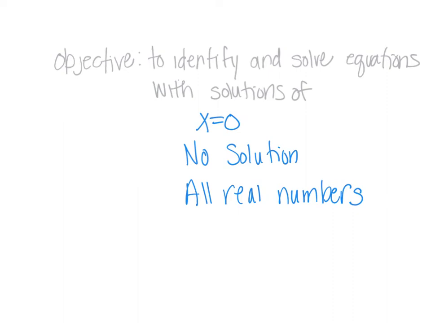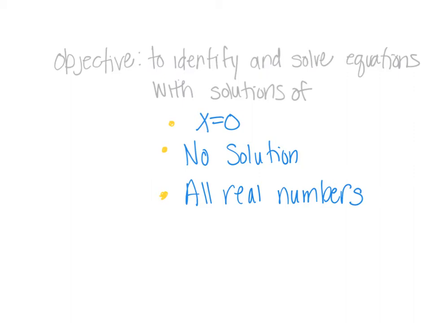All right, our objective is to be able to solve and identify equations that have solutions where the x value, the variable we're looking for, is equal to 0, where there's absolutely no solution to the equation, meaning that no number that we put in for the variable will make the right side of the equation equal the left side, and then all real number solutions, meaning that we can select any value to put in for the variable, and it would make the right side of the equation equal to the left side.